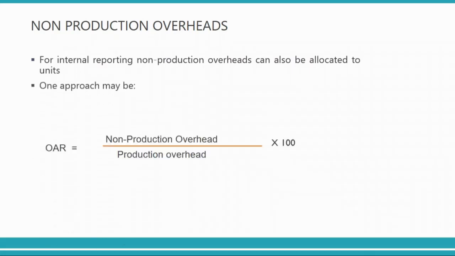One approach may be that you calculate your OAR for non-production overhead divided by production overhead. So you can calculate something. I am repeating it again. This is not used in calculating the unit cost. This is not used in calculating the cost of your output. We are just doing this for some analytical purposes. We will not add it to the value of inventory. We will not add it to the cost of inventory.